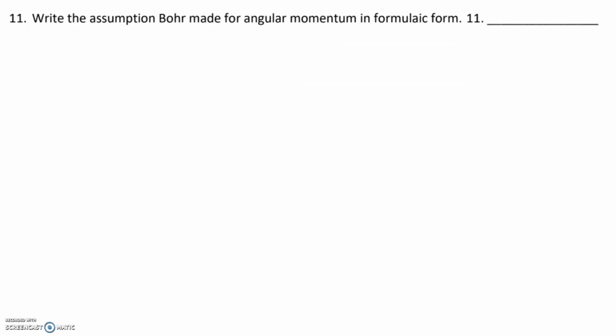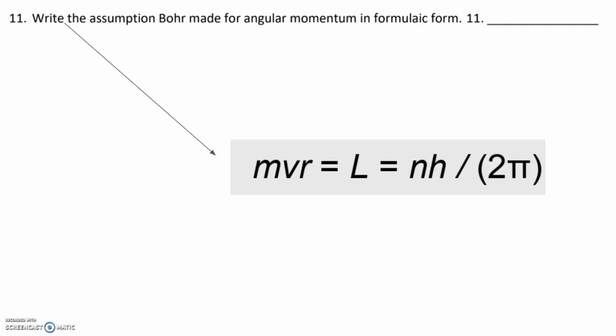Question 11. Write the assumption Bohr made for angular momentum in formulaic form. This question is fairly simple as it asks you to write down. Therefore, you don't have to deduce anything. From the data booklet, you can see that the angular momentum can be described by the following equation. This is the assumption Bohr made.